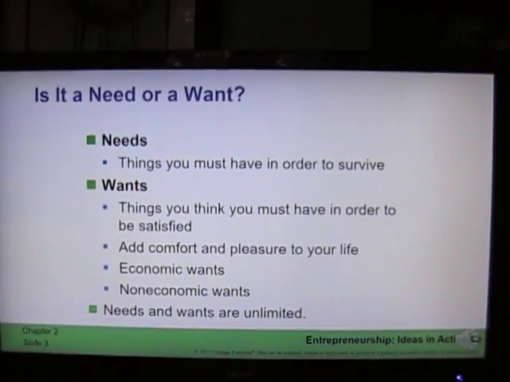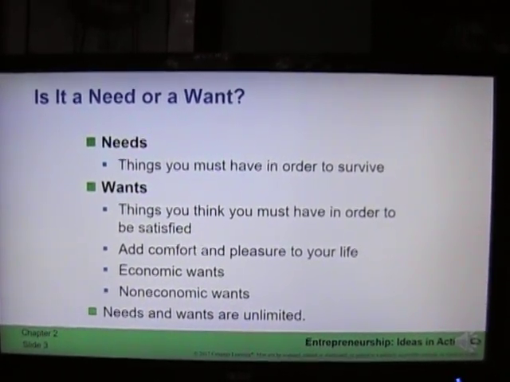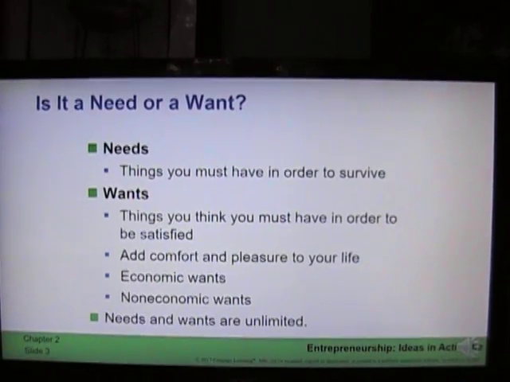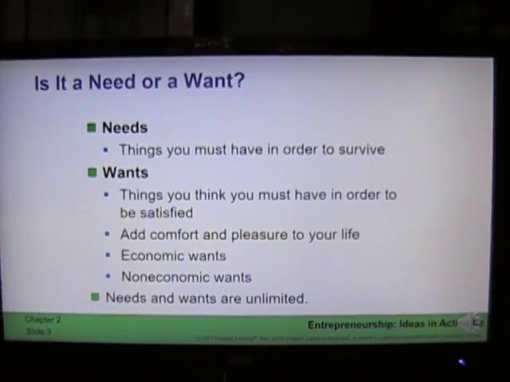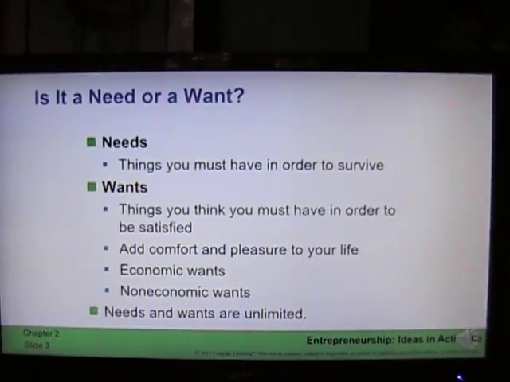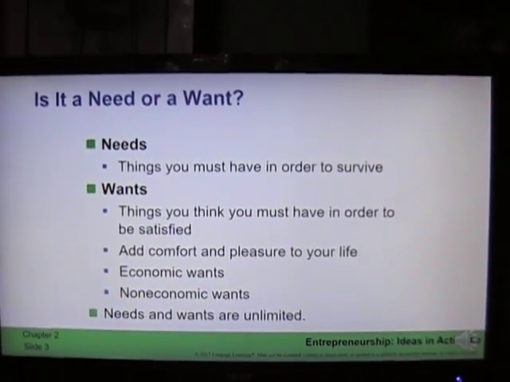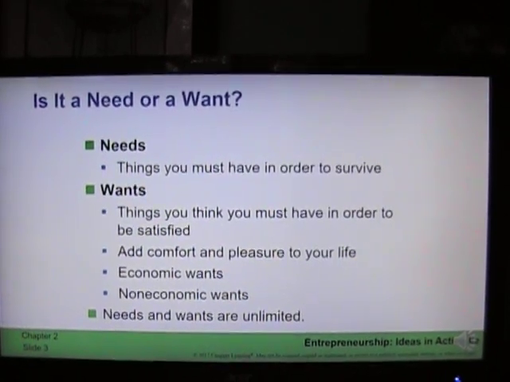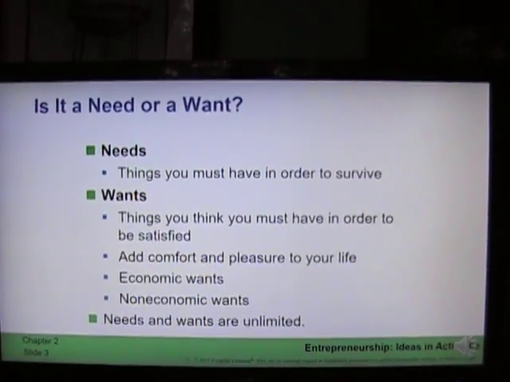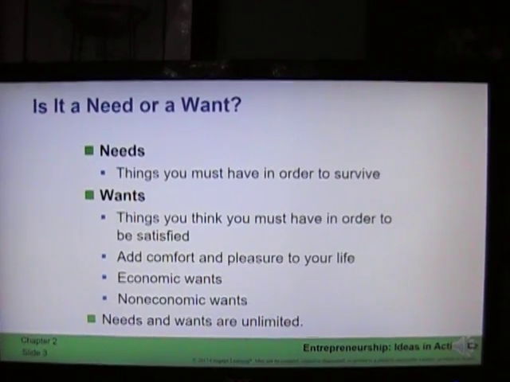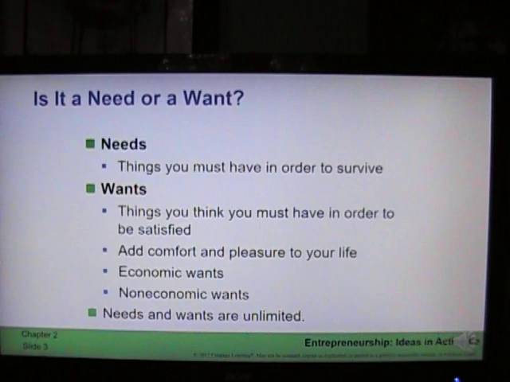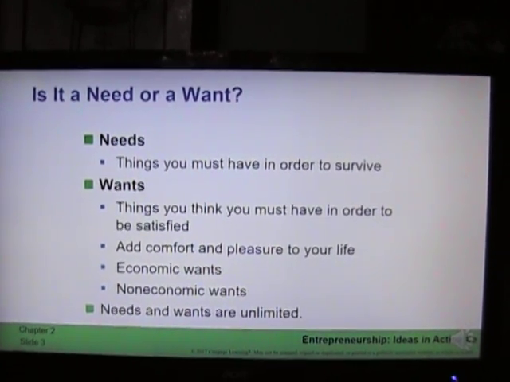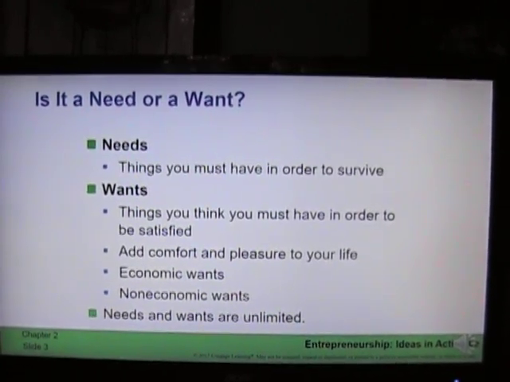Needs. We talk about needs. Needs are things that you must have in order to survive. Needs include food, basic clothing, and a place to live. Your wants are things that you think you must have in order to be satisfied. Wants add comfort and pleasure to your life, and wants would include things like smartphone, computer, and jewelry. The role of the business is to produce and distribute goods and services that people need and want.